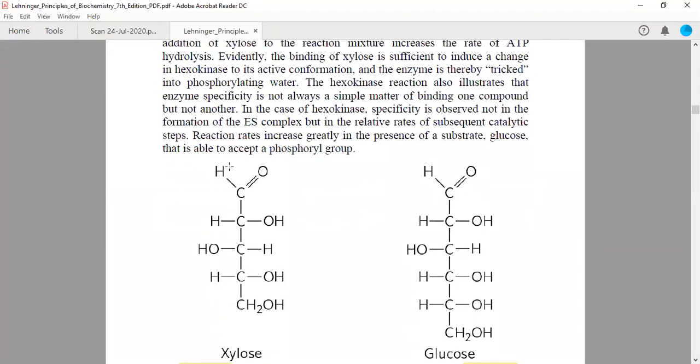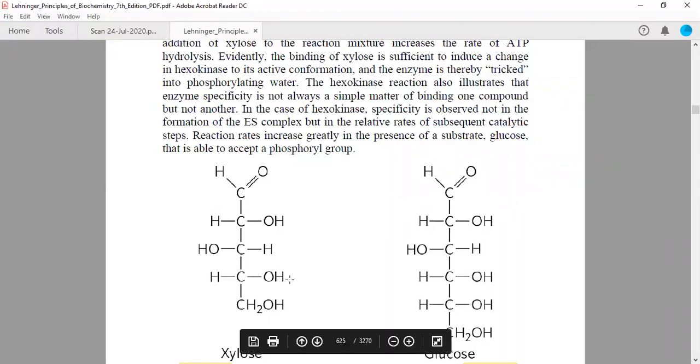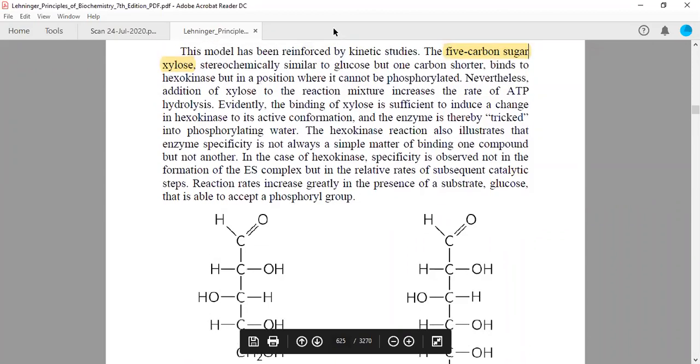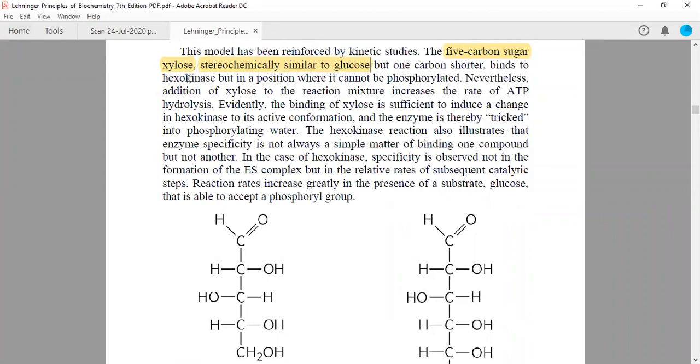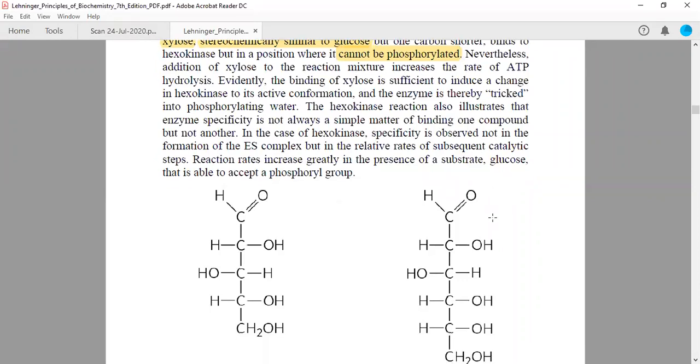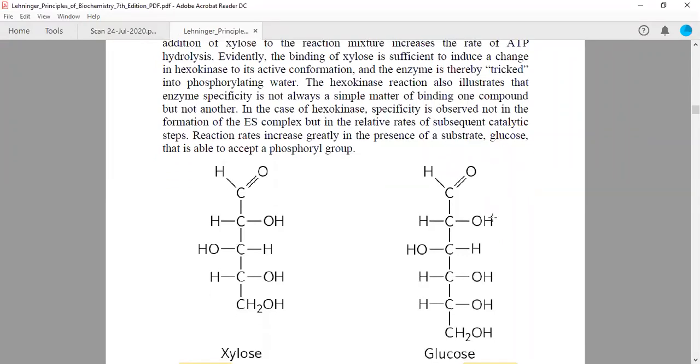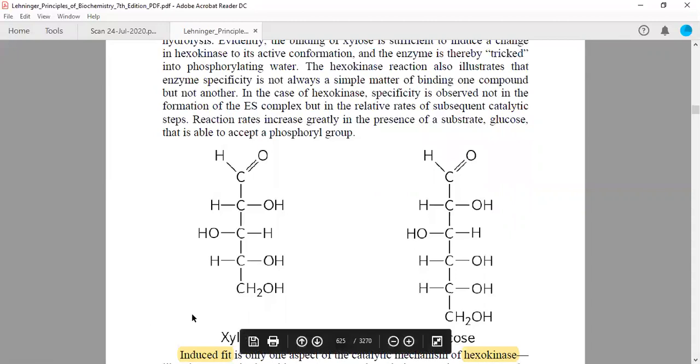If you look at the structure, there is an aldehyde group at the very first carbon, CHO. The OH is on the same side, then this OH on the left-hand side, this OH on the right-hand side. Then last is CH2OH. Only it will not have the 5th carbon, therefore it is one carbon short. Otherwise it is stereochemically very similar to glucose, but one carbon shorter. It binds to the hexokinase enzyme, but in a position where it cannot be phosphorylated. So how were scientists able to know that hexokinase will only bind to hexose sugars, and that this is a kind of induced fit binding?